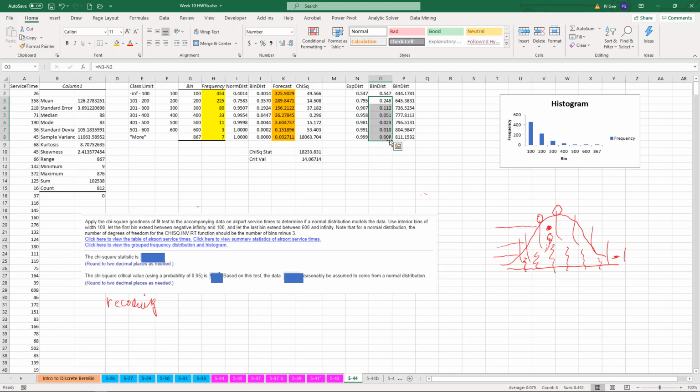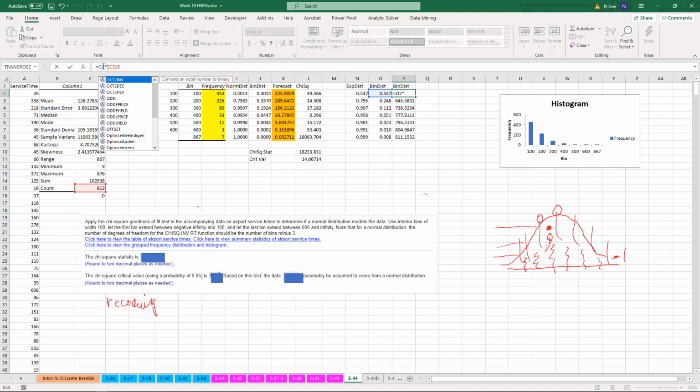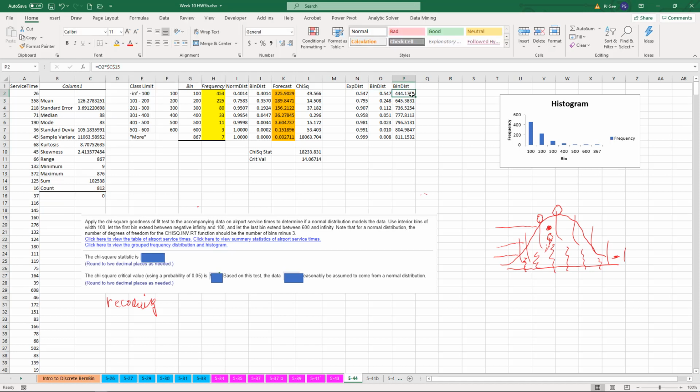Okay, so now we have by bin. This now needs to be O2, not N2. Sorry about that. You can see what I'm doing here. I'm going back and getting that, and I can now drag that down. I could see something went wrong there. There we go. That's much better.